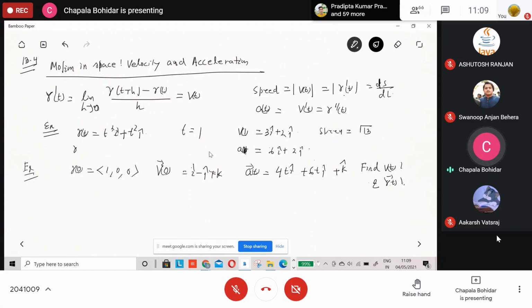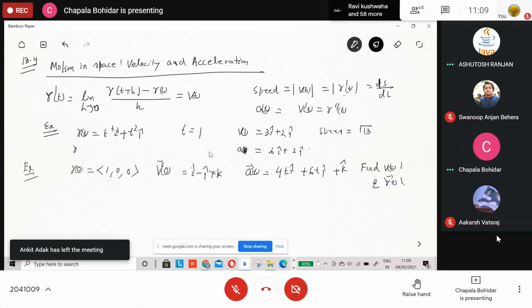To get the value of v(t), what will you do? Tell me first. Ma'am, we will integrate a(t) vector to get the velocity vector. Yes, you will integrate acceleration. Then only you get the velocity.